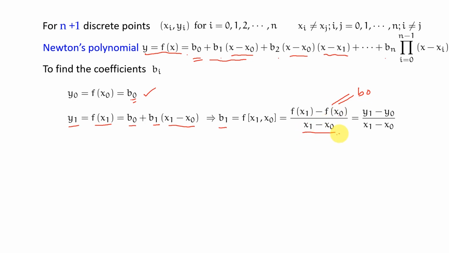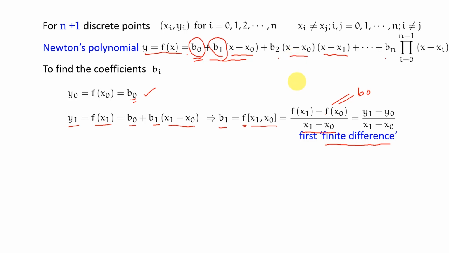And this particular expression we write in a simpler way with this f and a third bracket x1 x0, and we call this the first finite difference. This term finite difference is very important, and we will discuss more about it when we come to the calculation of numerical derivatives. But this is the first finite difference. You can see that it is only the difference of y between 1 and 0 divided by the difference of x between 1 and 0. Now I have b0 and b1. I want to go to b2.